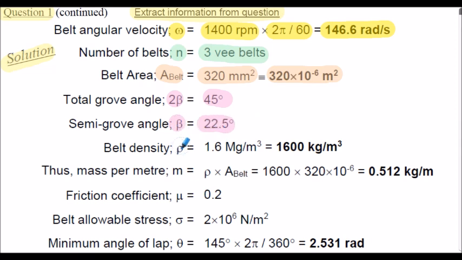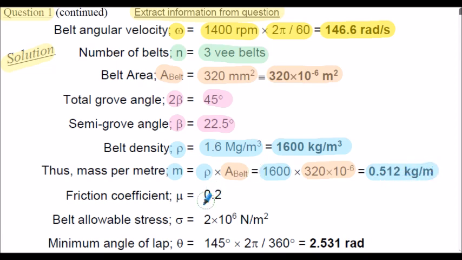The belt mass density rho is 1.6 megagrams per meter cubed. That can be written as 1600 kilograms per meter cubed. To calculate our mass per meter, lowercase m, that's simply the mass density rho multiplied by the cross-sectional area of the belt. So inserting the values, the mass per meter of one belt is 0.512 kilograms per meter.